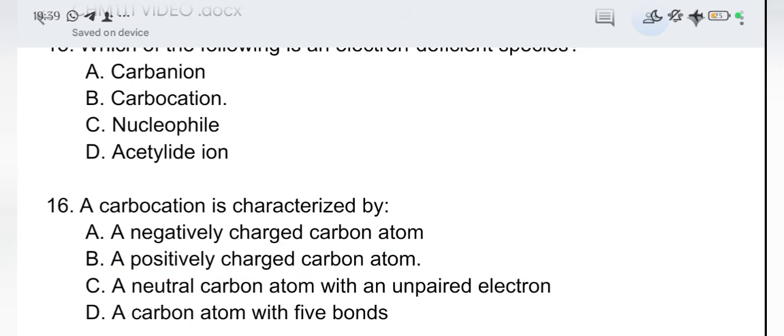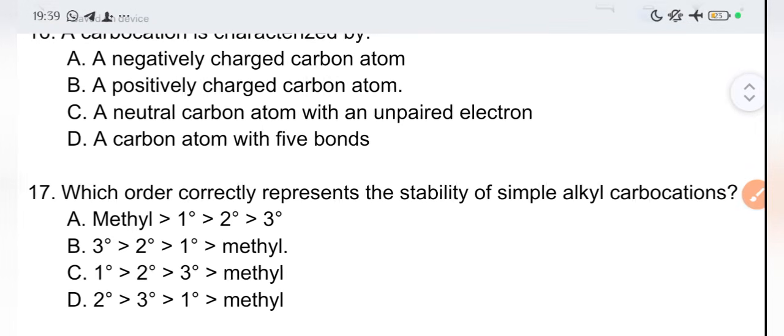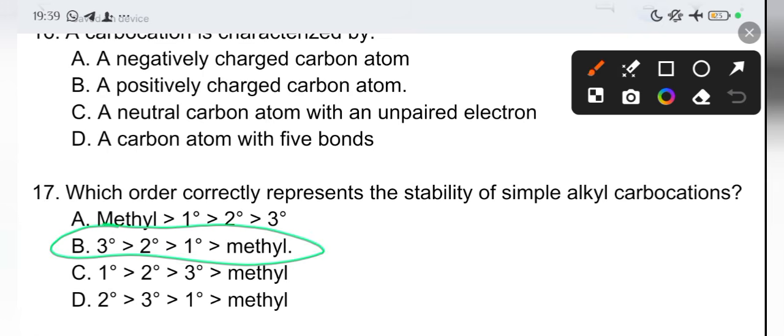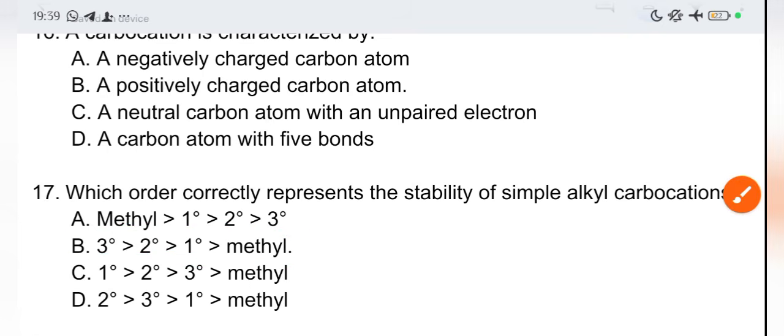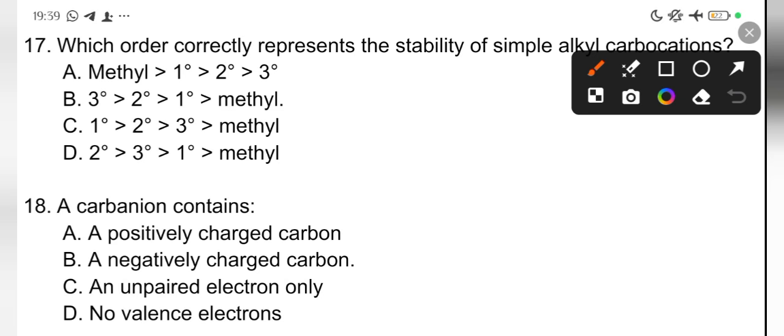Okay. Number 17. Which order correctly represents the stability of simple alkyl carbocations? We have option 2. We have the tertiary, then the secondary, then the primary, and then the methyl group. Okay. So moving on, we have the carbanion. These ones contain negative charge. I've said it earlier. So this is option B.